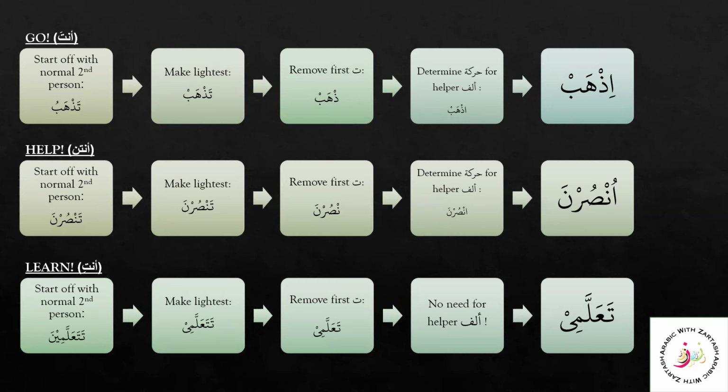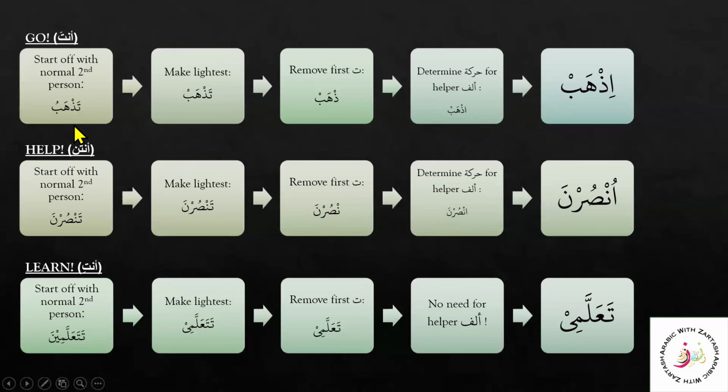Here we have the six sigas: anta, antuma, antum, anti, antuma, antum. Now we know that these six sigas are used to make the commanding tense. We have here anta, antunna, and anti. So let's start with anta. Start off with the second person masculine singular, tazhabu, from zahaba yazhabu.